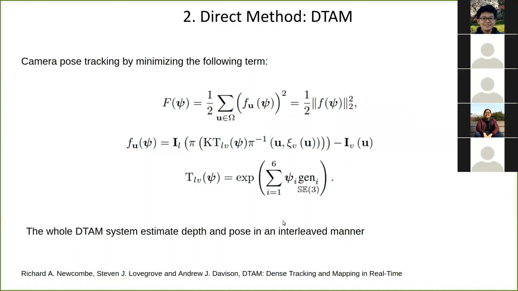So later on, we'll do the camera pose tracking by minimizing the following term. This is also another kind of photometric loss, a variant of photometric loss, which we put into an L2 norm, this one.